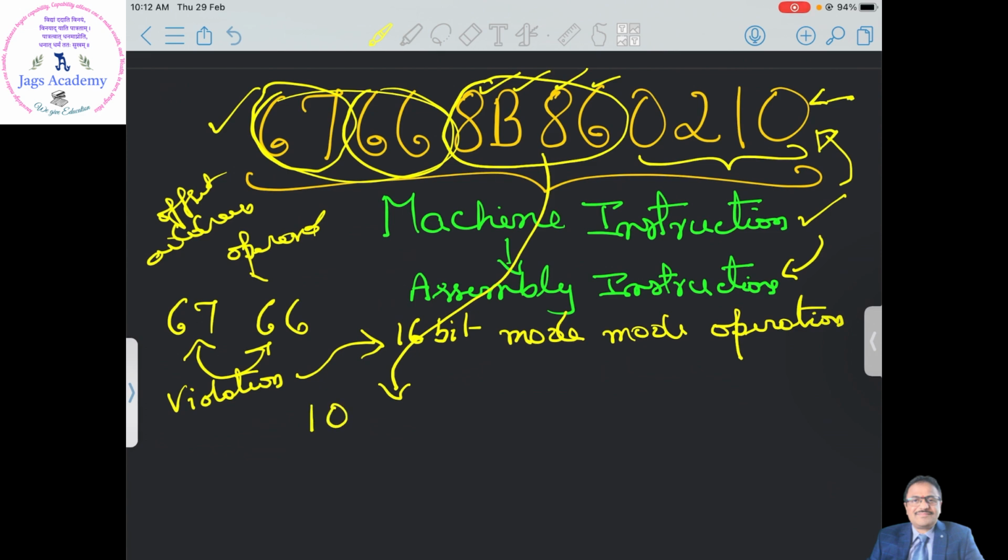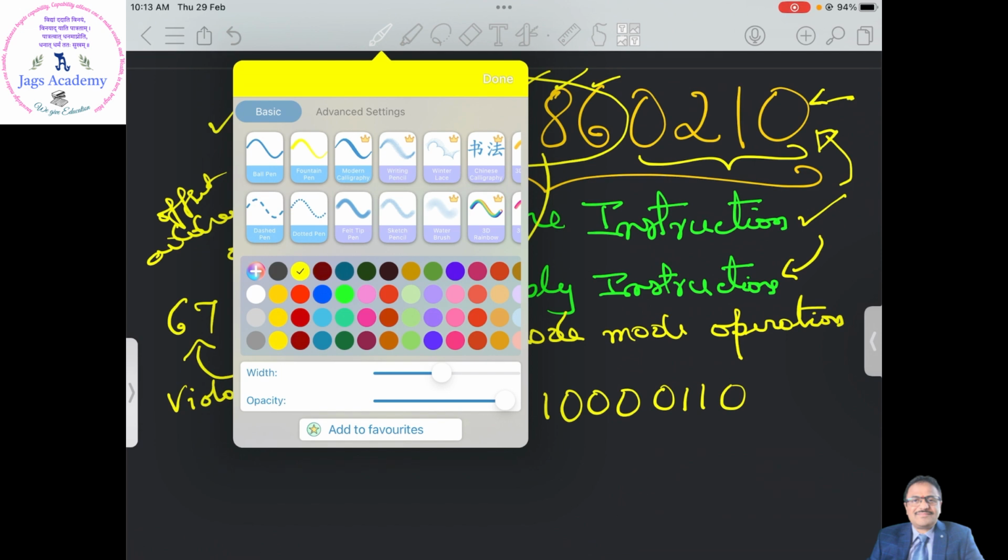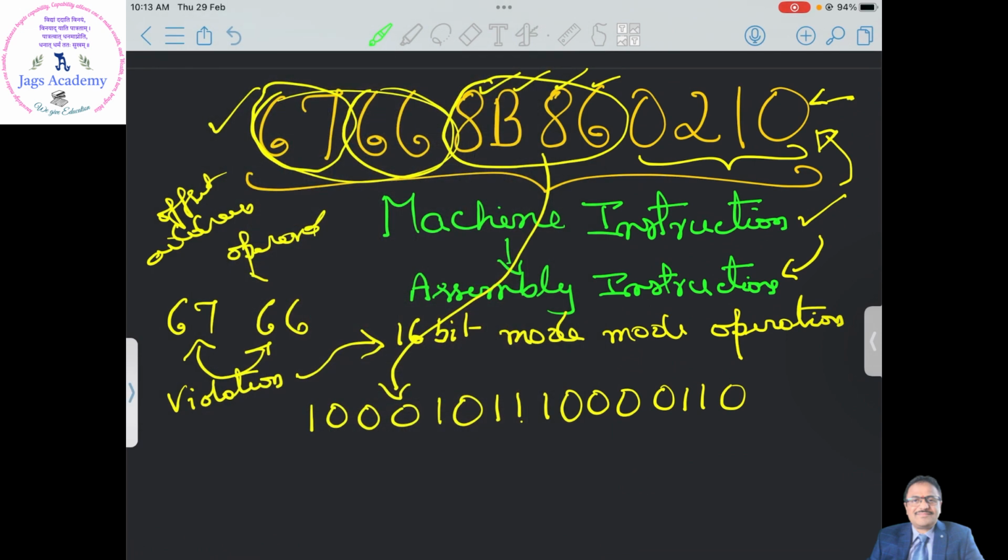It is 1000, then 1011, then 1000, then 0110. Right? Now, let us convert this into our instruction.